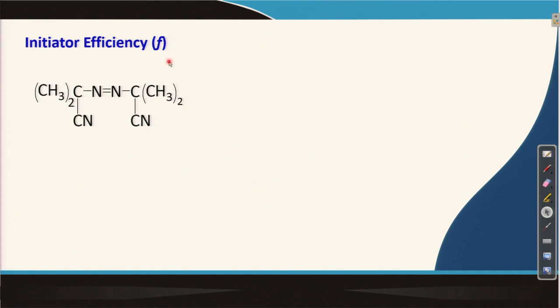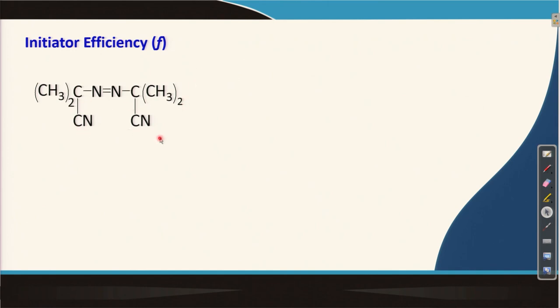Now we also know there is a term in the rate of initiation, rate of polymerization, and also kinetic chain length, which is given by F, the initiator efficiency. Initiator efficiency is nothing but the fraction of radicals produced in the first step which could actually start a polymerization process. For example, if I generate 100 radicals in the first dissociation step, and out of which 80 actually start a polymerization chain and 20 get lost by some other mechanism, then my efficiency would be 0.8 or 80%.